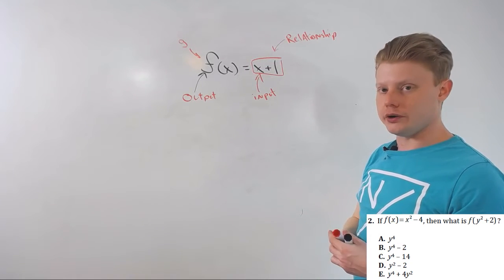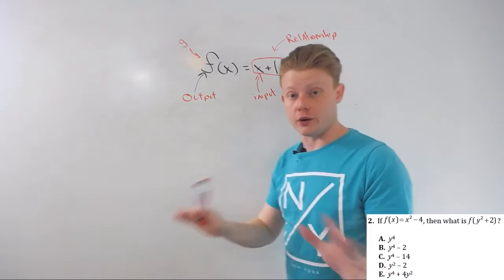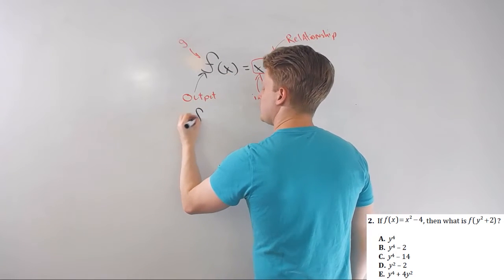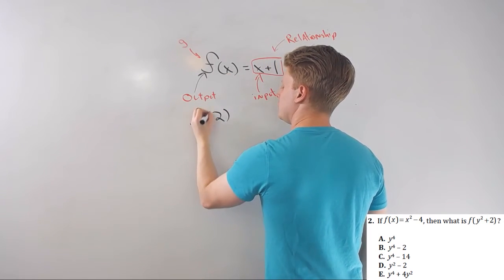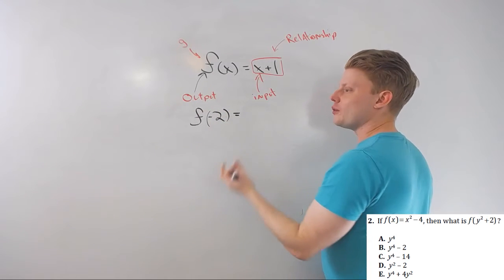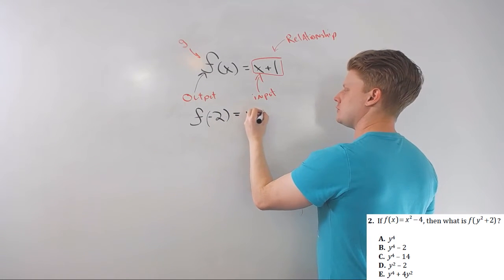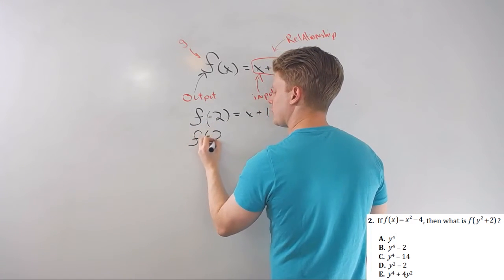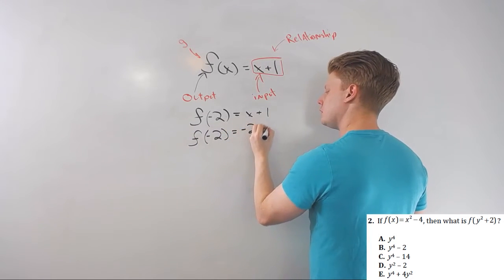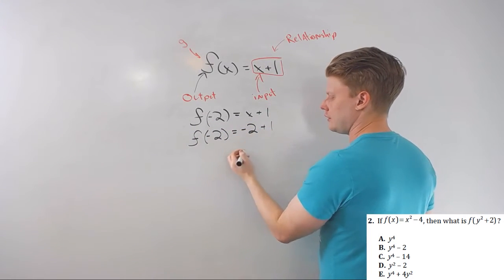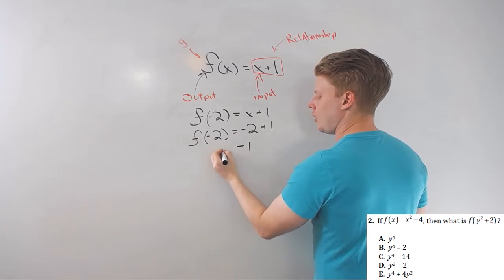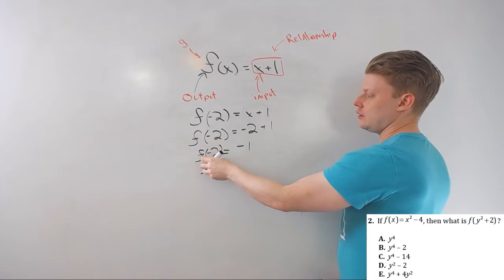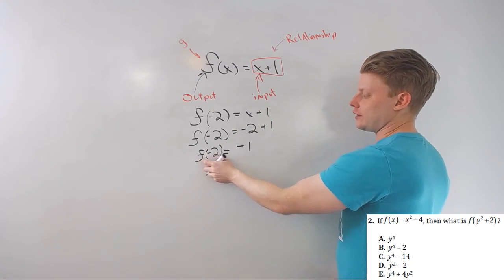So what I end up doing is I plug in whatever is in the parentheses for x. So it can be numeric. I could have f of negative 2. That means I want to know what the output, what the y value is when x is negative 2. So I plug in negative 2 wherever I see x. Sorry for the squeaks on the marker. Combine these two. The output, the y value when x is negative 2 is negative 1.